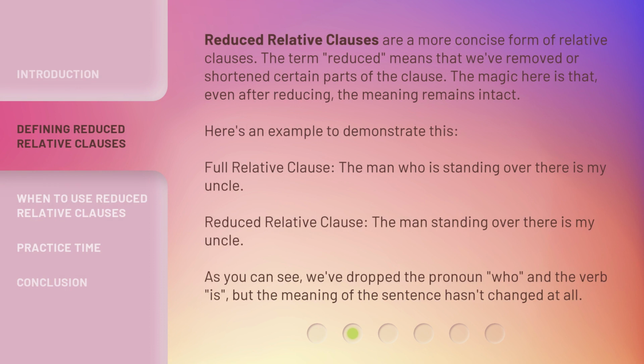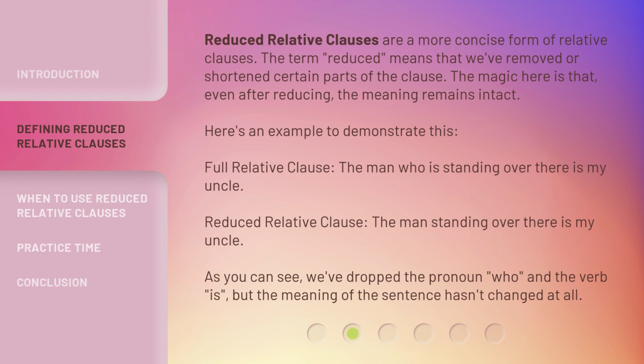Reduced relative clauses are a more concise form of relative clauses. The term reduced means that we've removed or shortened certain parts of the clause. The magic here is that, even after reducing, the meaning remains intact. Here's an example to demonstrate this.